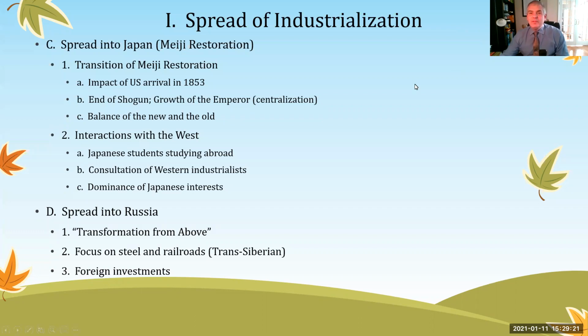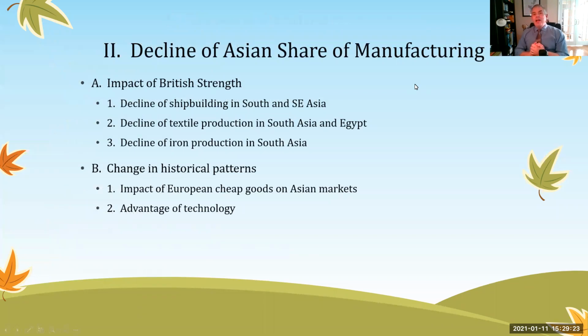So we go from the spread of industrialization to the decline of Asian share of manufacturing. And this is an important side note. One, as Europe increases in its industrialization, it's going to increase its global presence. And we call this imperialism. We're going to be talking about this a lot in the next unit and in the next semester. What we want to focus on is this empire of Britain expanded throughout South Asia and Southeast Asia, as well as Africa, creating a more global presence.